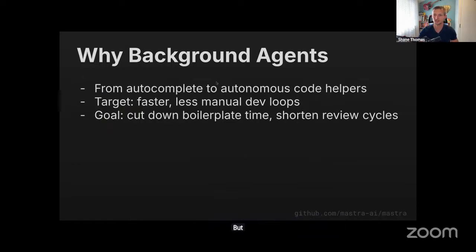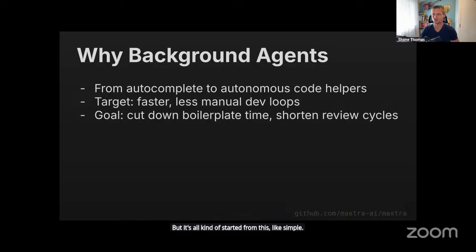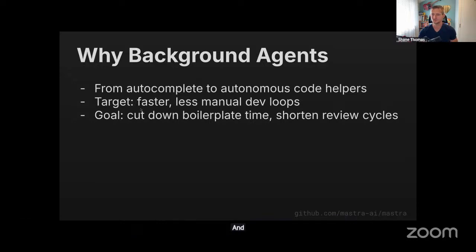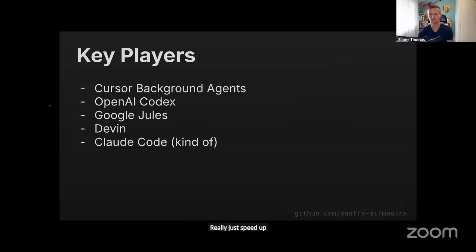But to get right into it, why background agents? What all this kind of started with was Copilot coming out, and then you had these agentic IDEs, and then eventually it transitioned towards Devin as a fully autonomous agent, which had a lot of hype at the beginning and then maybe faded and then maybe picked back up. But it all started from this simple autocomplete, all the way to now having these potentially autonomous agents that are helping you write code. And the whole idea is faster and less manual dev loops. You can cut down boilerplate time, shorten your review cycles, really just speed up productivity. That's the goal, at least.